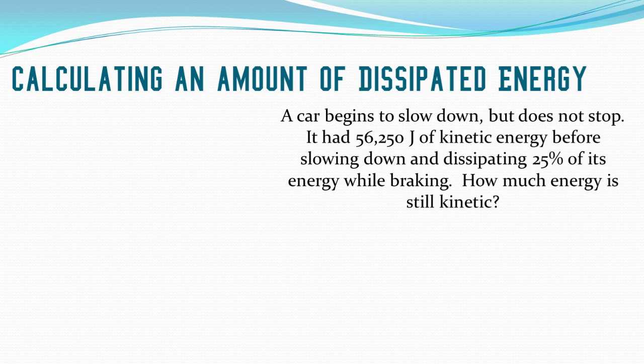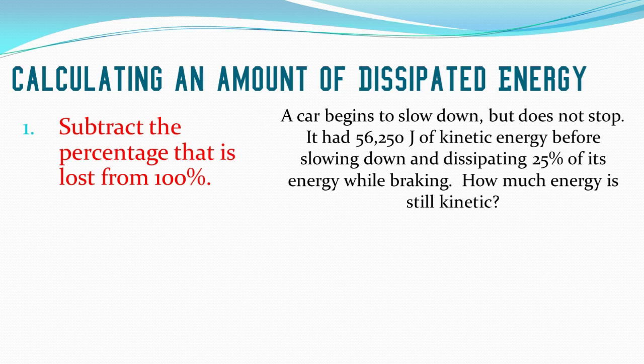In this case, we know what percentage of the energy is dissipated, so we should be able to find what percent of the energy is still being used to move the car. Subtract the percentage that is lost from 100%. So we have 100% of the energy, we dissipated 25%. So we're not losing that energy, we're just transforming it into something else. This means that after dissipating 25%, 75% of that energy is still helping the car move forward. There's less than 100%, which is why the car moves slowly.